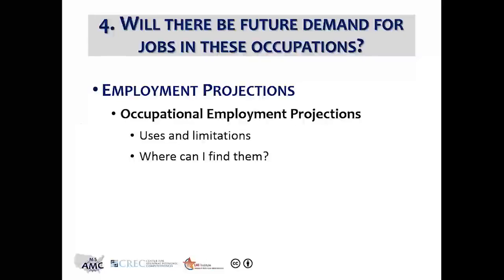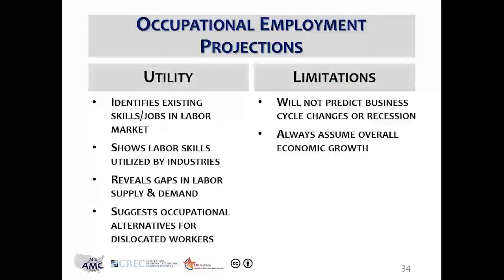So finally, our fourth question, will there be future demand for jobs in these occupations? You can start to answer that question by looking at occupational employment projections. Occupational employment projections are produced by the Bureau of Labor Statistics at the national level and by state labor market information agencies at both the state and sub-state geographic levels. States produce both 10-year projections as well as 2-year projections. We're just going to focus on the 10-year ones today.